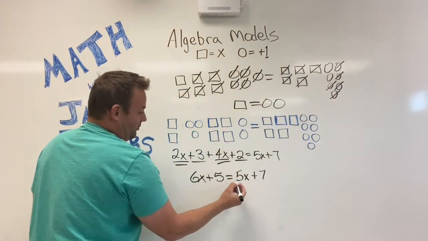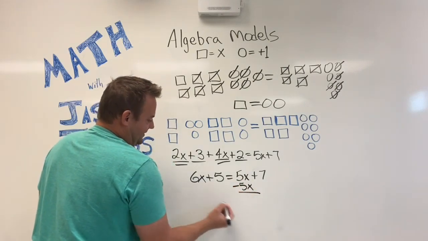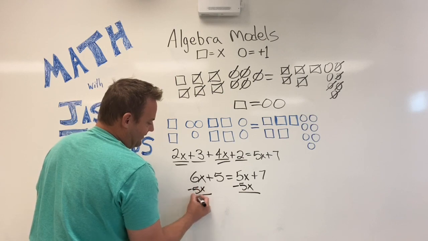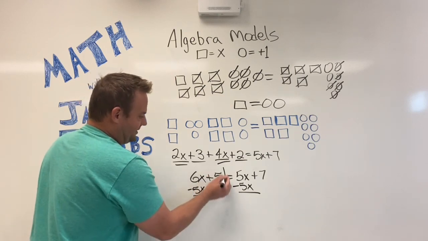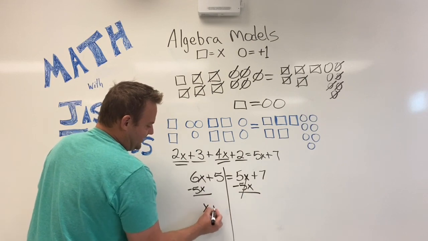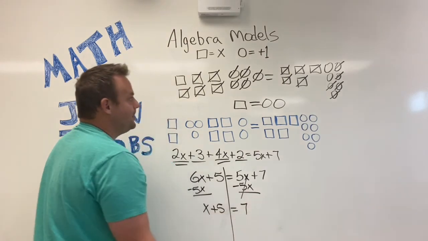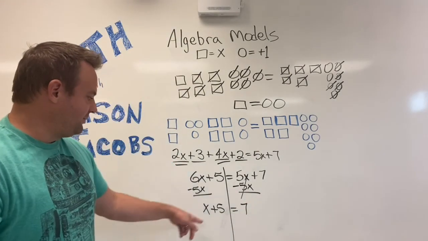did was I took away 5 x's. So I'm taking away 5x there, and I'm taking away 5x there. I'm keeping it balanced. You can draw your line to keep it balanced. This cancels out. This becomes x plus 5 equals 7.